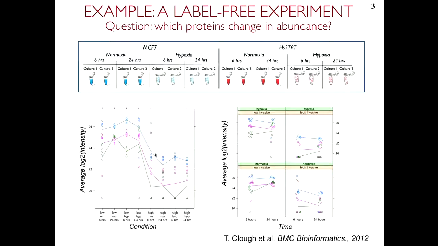And so what we can see already is that, well, the first 4 conditions are one cell line, this is another cell line. Clearly there's a difference in protein abundance between low and high invasive cell line.